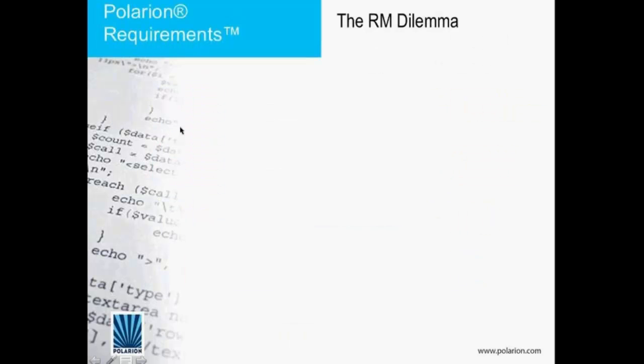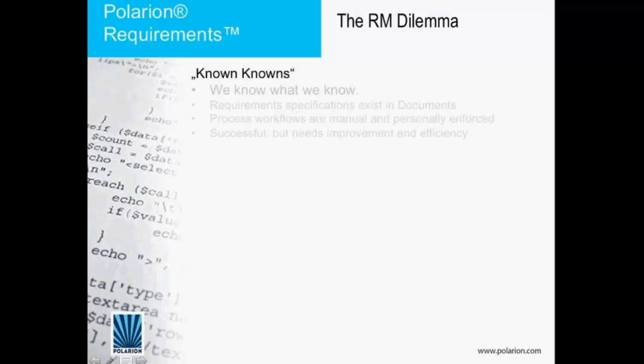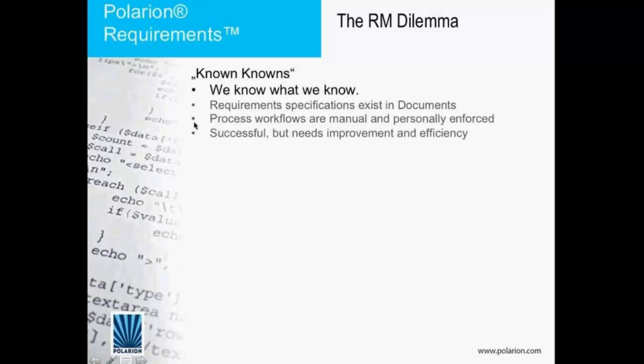Well, there is a dilemma in requirements management. The first one is what Donald Rumsfeld called a while ago known knowns. We know about the information that we track today. These requirements would exist in documents. The workflows associated with the requirements documents are manually enforced. We have success today, but we see that we need some improvement and we need to gain efficiency.